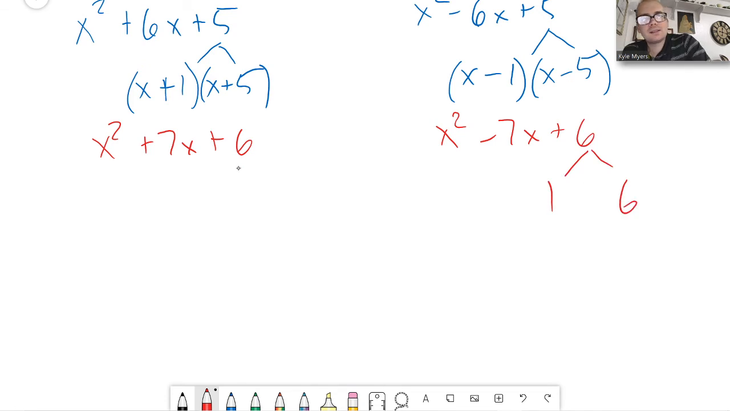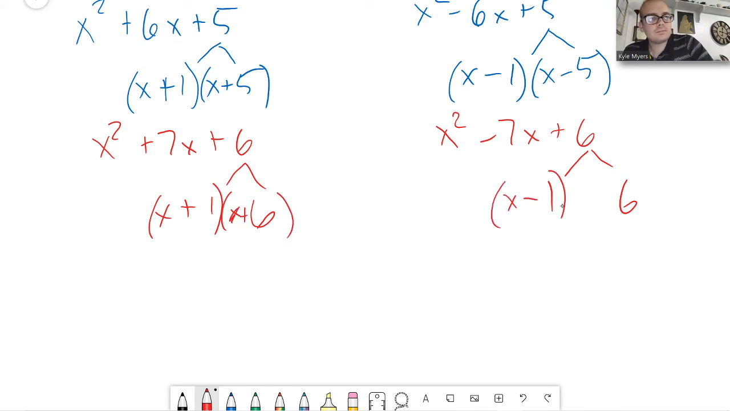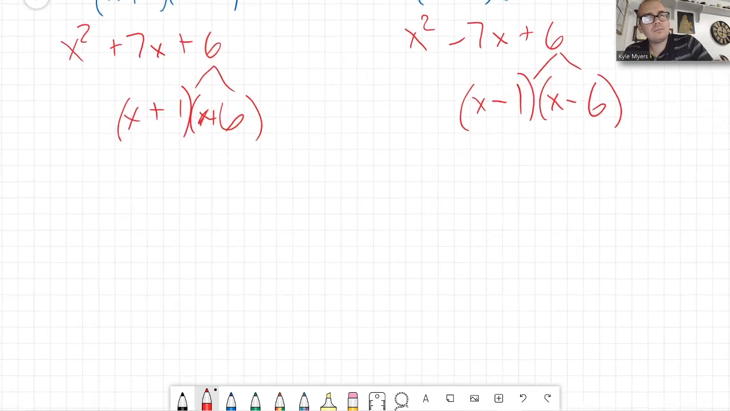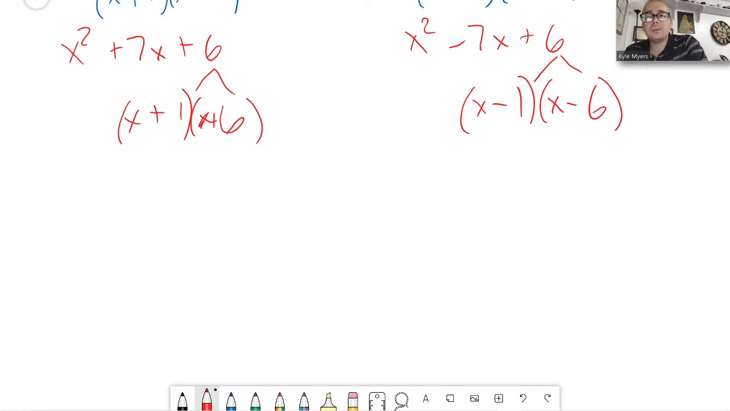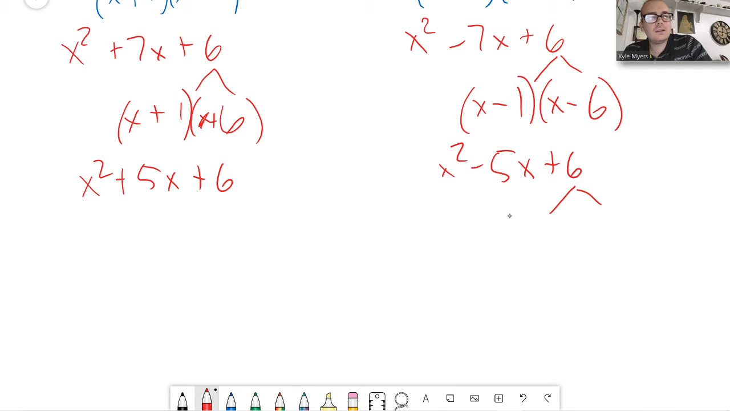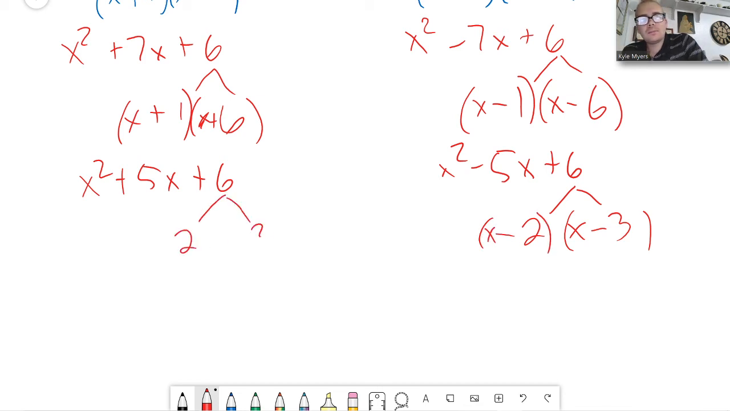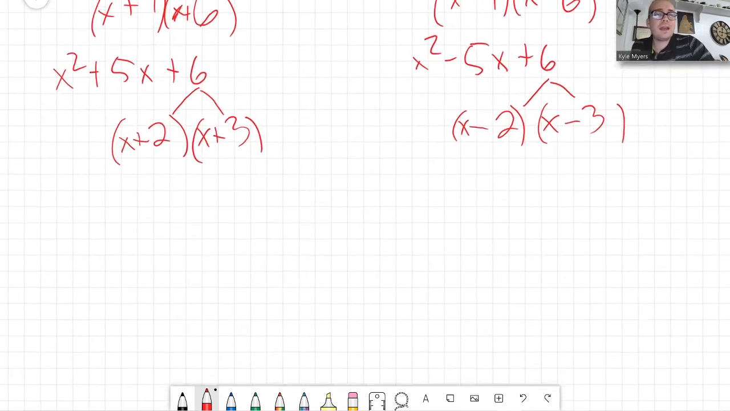6 is 1 times 6. Here's the plus version. Here's the minus version. Done with those two. 6 is also 2 times 3. So this would be x squared plus 5x plus 6, x squared minus 5x plus 6. It is 1 times 6, but it's also 2 times 3. Minus, minus. This is 2 times 3. Plus, plus. And now we're done with the 6's.